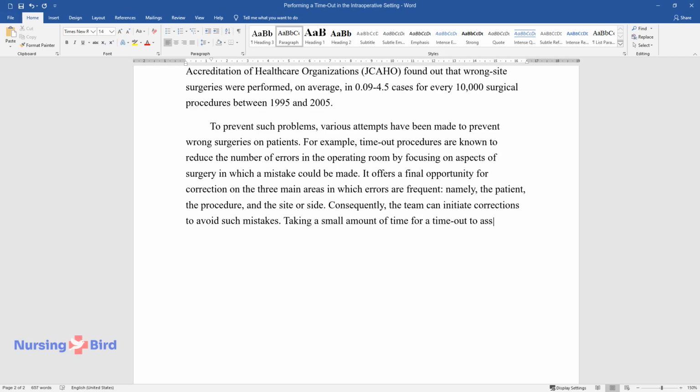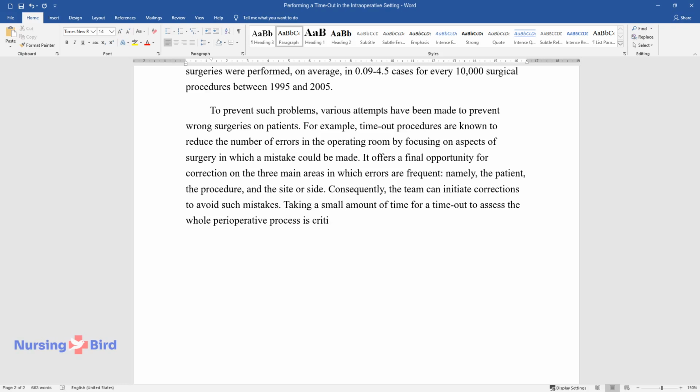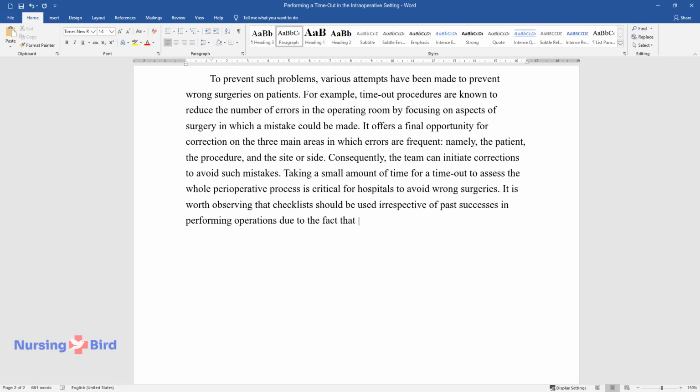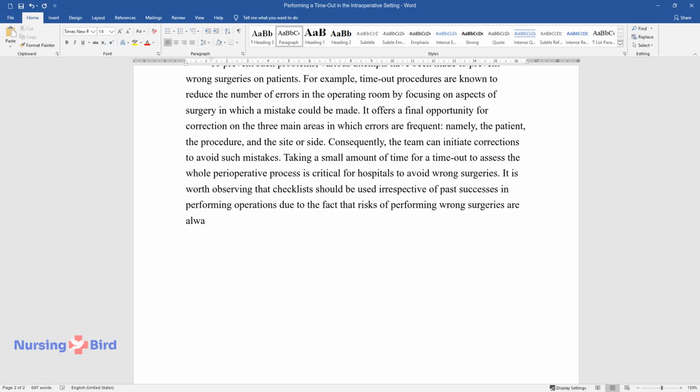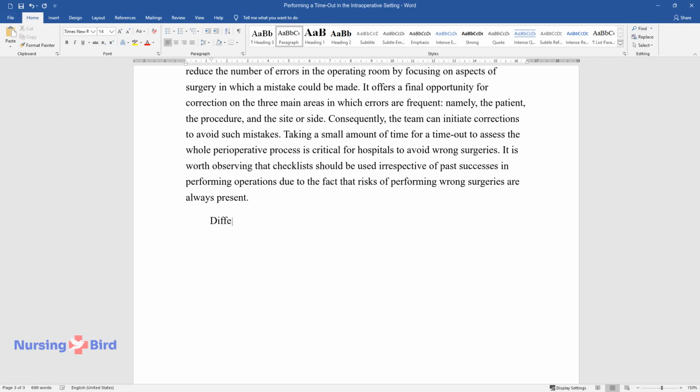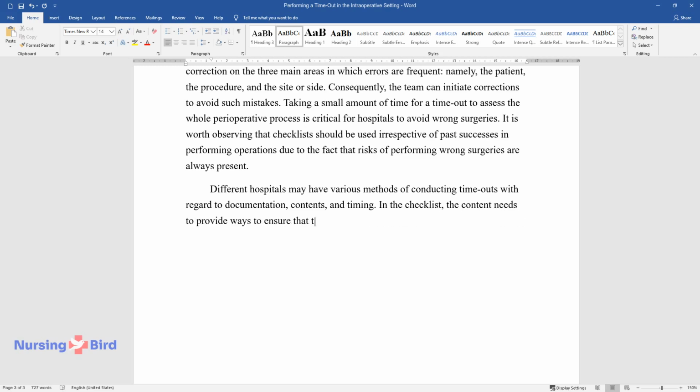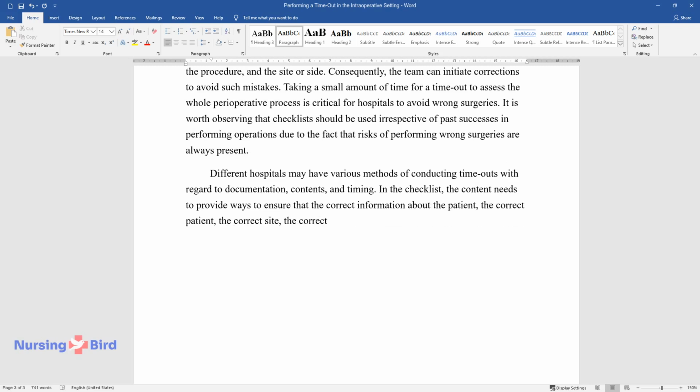Taking a small amount of time for a timeout to assess the whole perioperative process is critical for hospitals to avoid wrong surgeries. It is worth observing that checklists should be used irrespective of past successes in performing operations due to the fact that risks of performing wrong surgeries are always present. Different hospitals may have various methods of conducting timeouts with regard to documentation, contents, and timing. In the checklist, the content needs to provide ways to ensure that the correct information about the patient, the correct site, the correct equipment, and the correct procedure are all present.